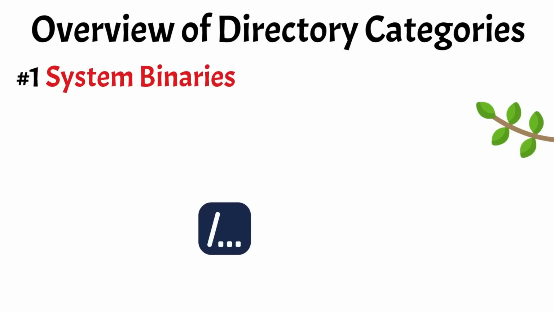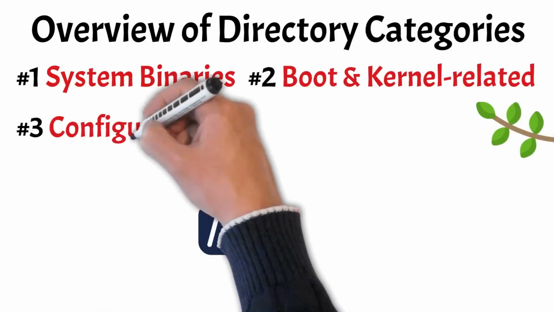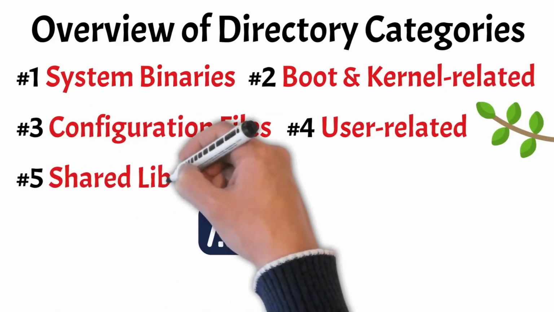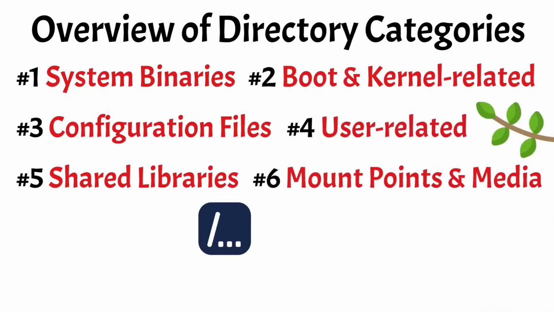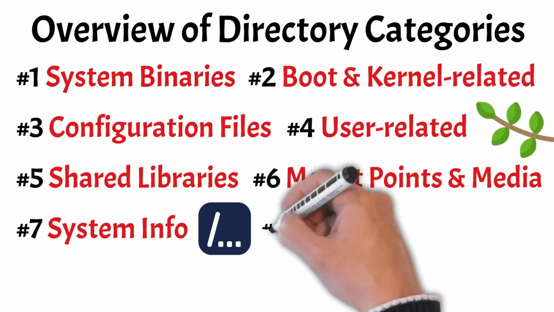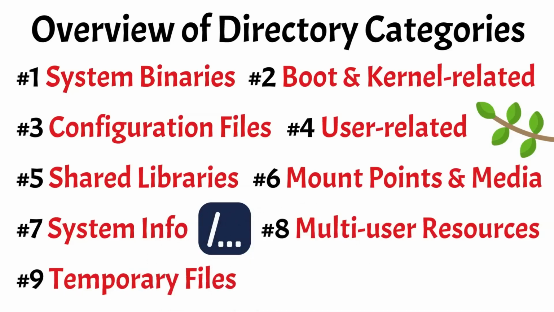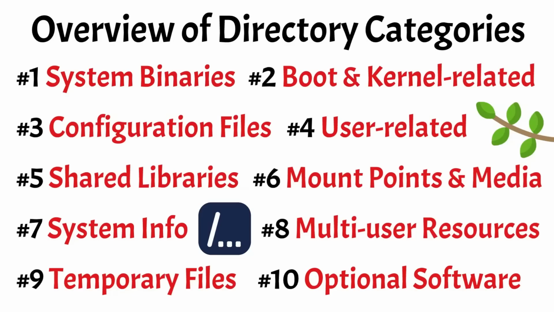There are system binaries for core commands, boot and kernel-related directories that help the system start, configuration files that define how Linux behaves, user-related directories like personal home folders and root access, and shared libraries that support essential programs. We also have mount points and media used for external devices, system and runtime information that reflect what's happening in real time, multi-user resources for software and logs, temporary files used briefly by the system, and finally, folders for optional software installed separately. Now let's look at each of these in more detail, starting from the root and working our way down.